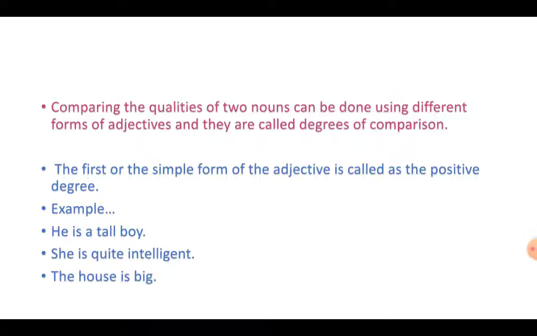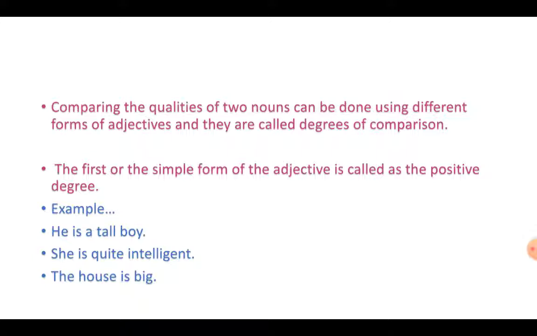Otherwise, what happens if we have only one? There's only one child in the home. I'll say the child is very small. But if there are two children, I'll have to say one is smaller, one is elder. But if there is only one thing, we use the positive degree. That is the adjective in its actual form. The adjective in its actual form is called positive degree. We use it with one noun.